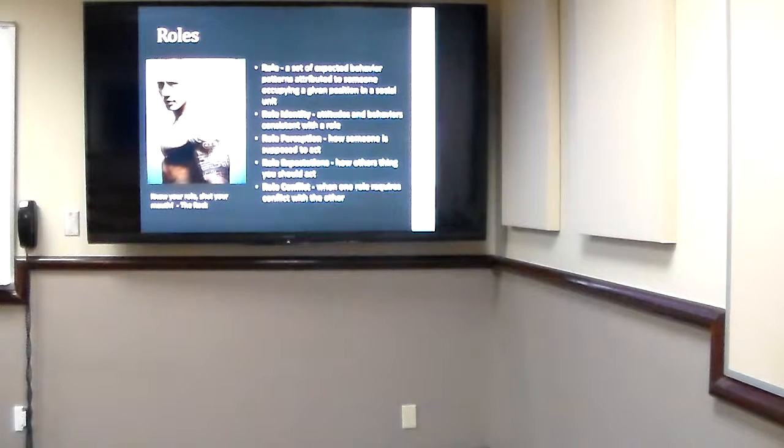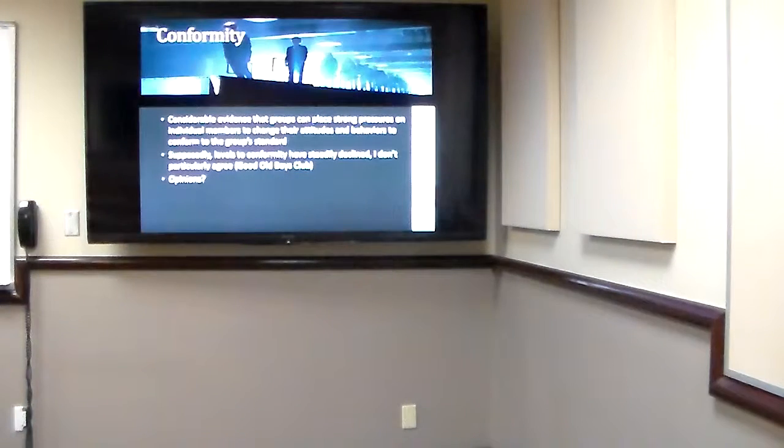The role identity is what somebody that's in a specific role is supposed to do. It's how they're supposed to act. The leader's supposed to present themselves in a particular way and hold themselves to a particular standard. The perception is how everybody believes that somebody is supposed to act in their particular role. Expectations is what others think you should be doing in your role. And conflict is when people have conflict with each other.